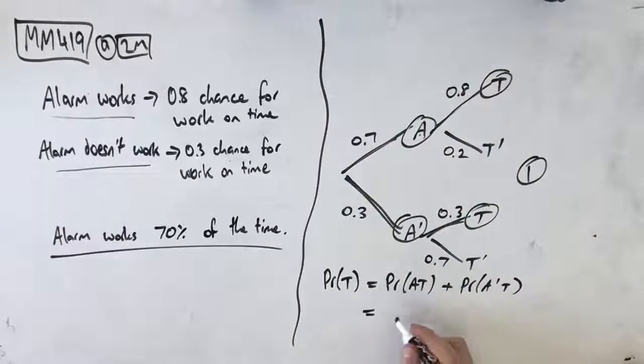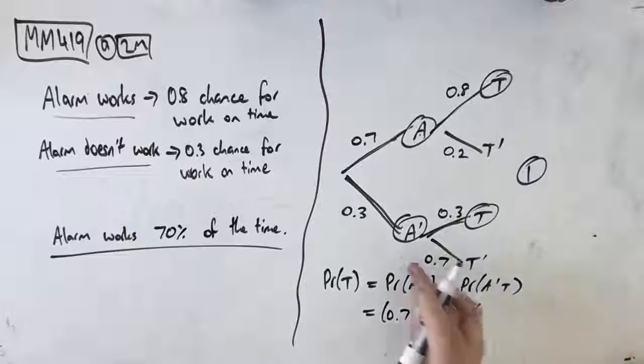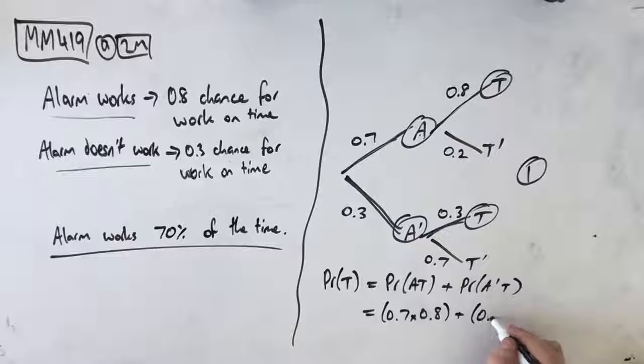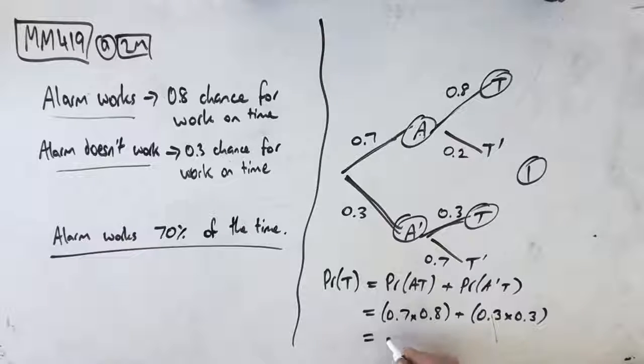So 0.7 times 0.8 plus 0.3 times 0.3. Awesome. Now what this gives us is 0.65 in the end. And that's our second mark. So 0.65 chance to get to work on time, regardless of whether his alarm goes off or not. That's our second mark for part A. Guys, let's move on to part B.